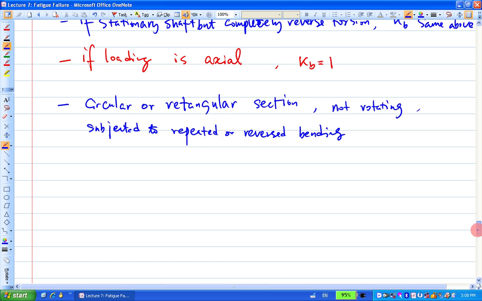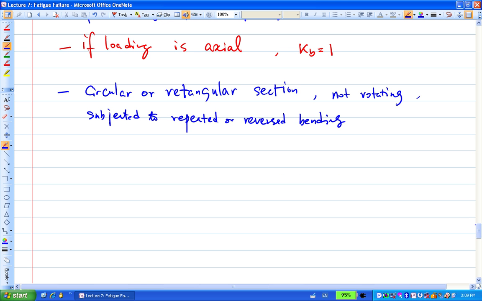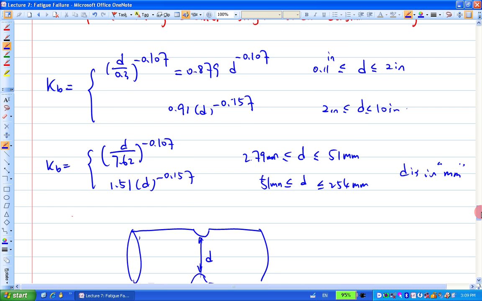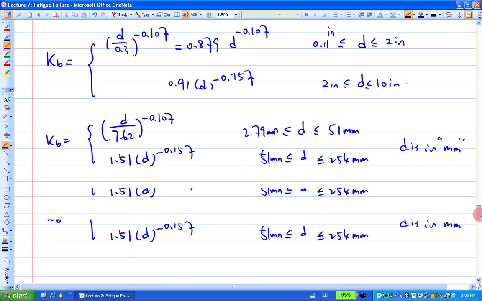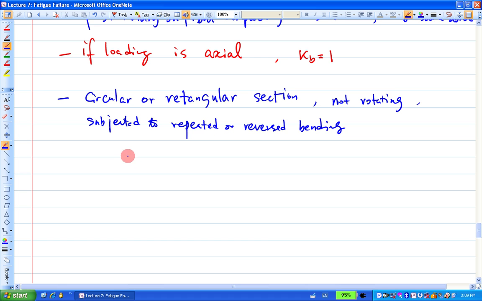What you do in this case is obtain a so-called equivalent, because you see in the KB here you have a D, and that D refers to the diameter of the circular shaft. If I want to keep using this formula under this condition, we need to come up with a so-called DE, the equivalent diameter. So how do we get this equivalent diameter?